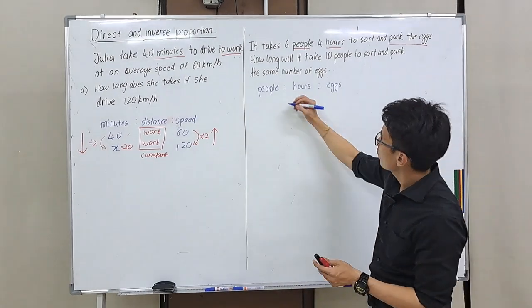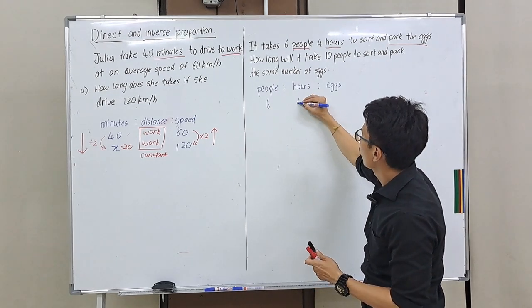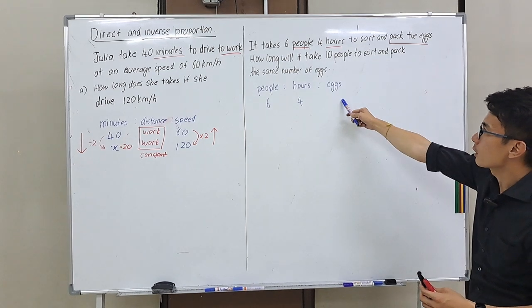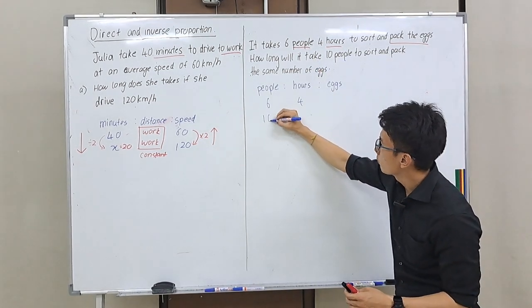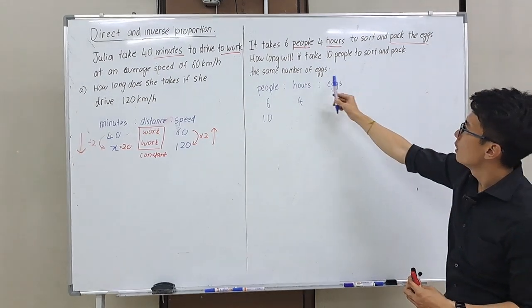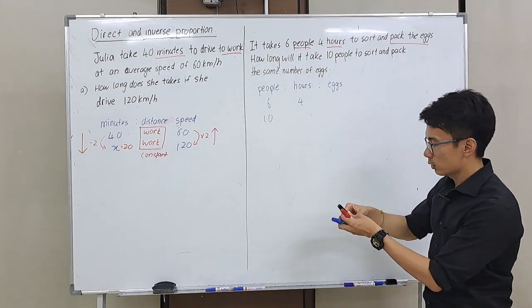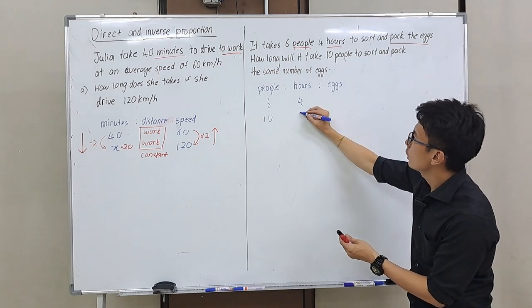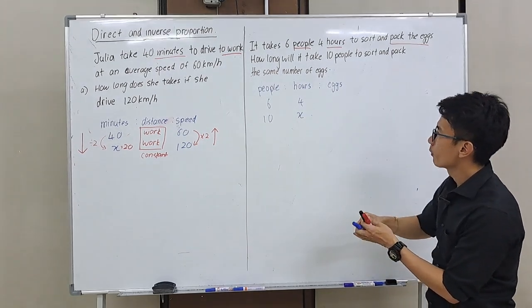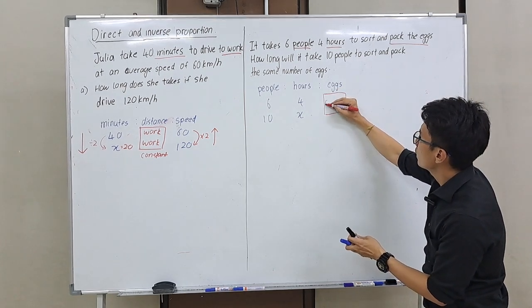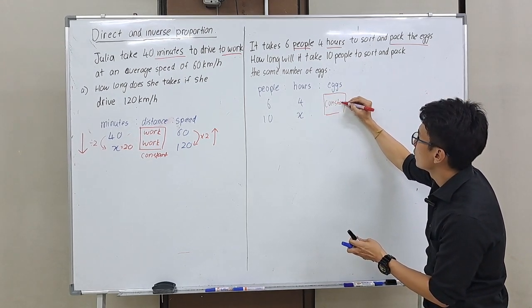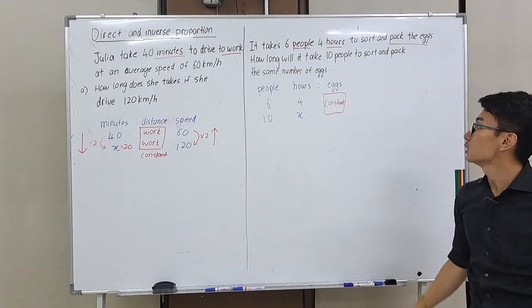Based on the information, I have six people who will take 4 hours to pack the eggs. How long will it take for 10 people? I have 10 people now to sort and pack the same number of eggs. So I have my unknown here: how many hours do I need to pack the eggs? Again, the eggs over here are my constant.